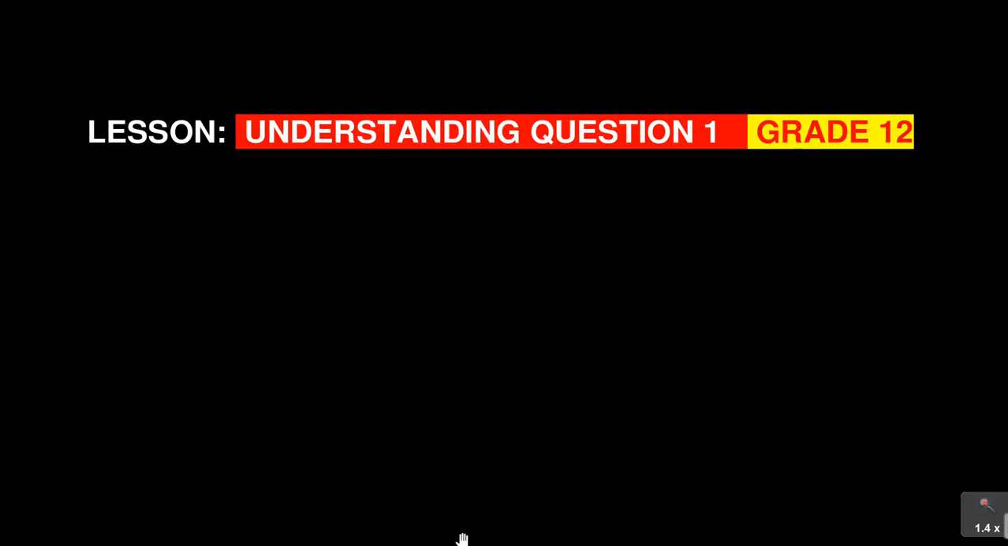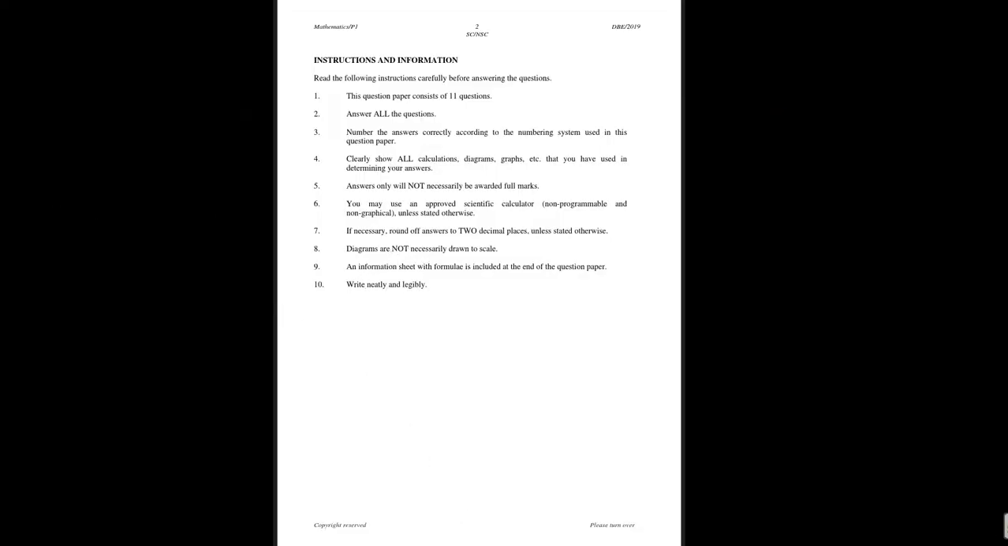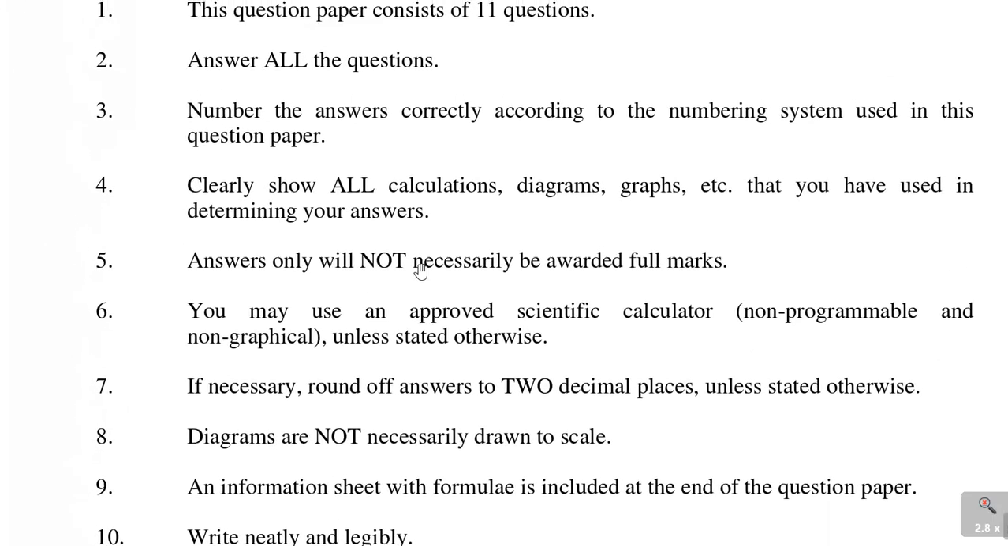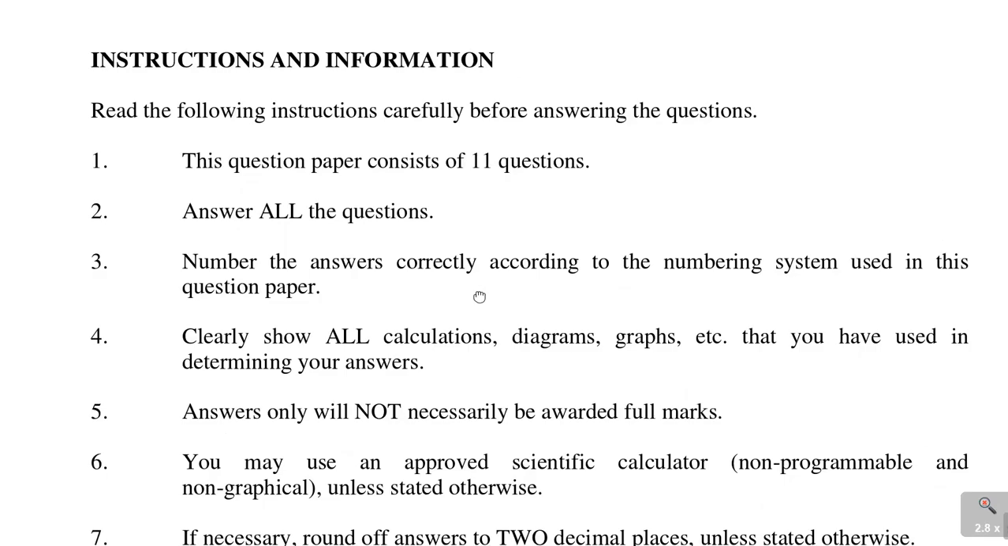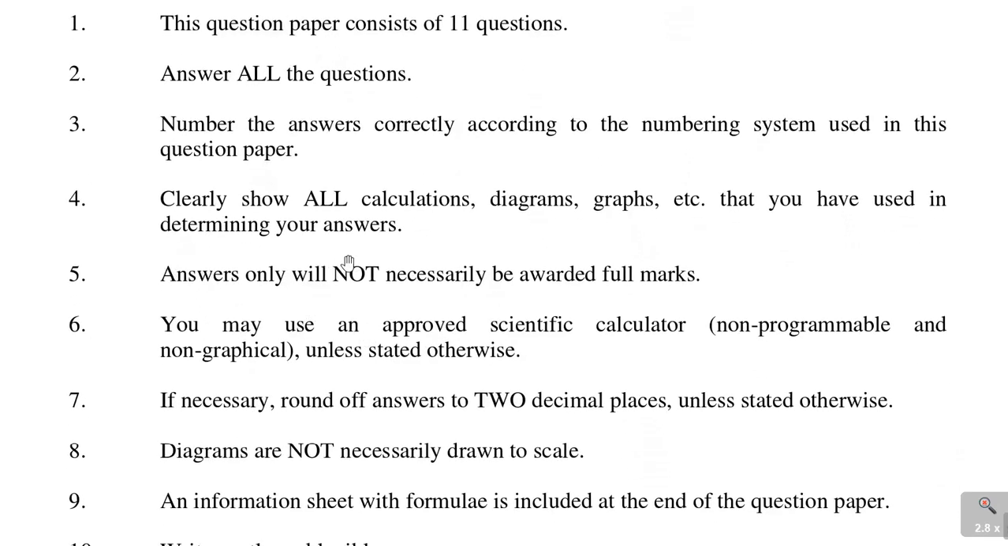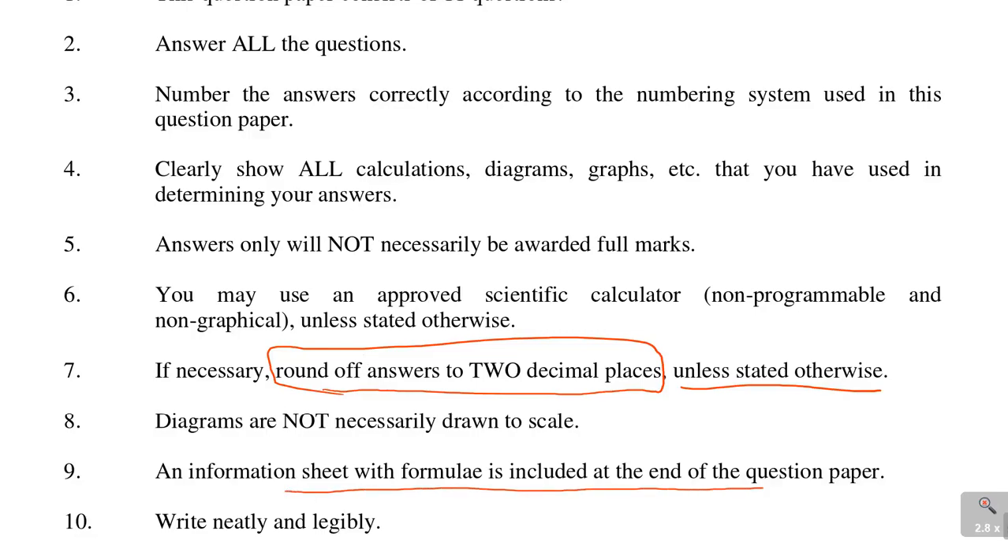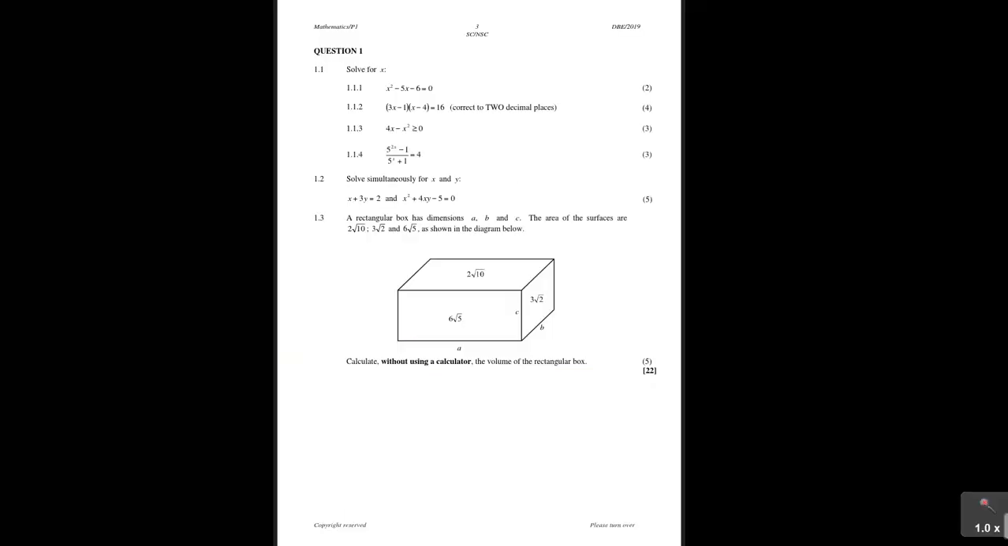So now I thought of bringing in question 1, and let's look at a few things that are sometimes covered in it, the instructions that you need to know as you begin your exam. Answer all questions, and remember this part: you need to round off your answers to 2 decimal places unless stated otherwise. Don't forget that. An information sheet with formulas is included at the end of the paper. That is important. And you need to be neat with your work. These are a few things you always have to check in your instructions.